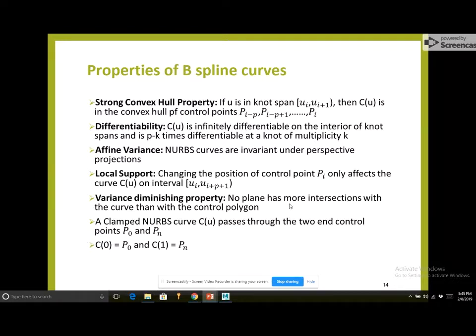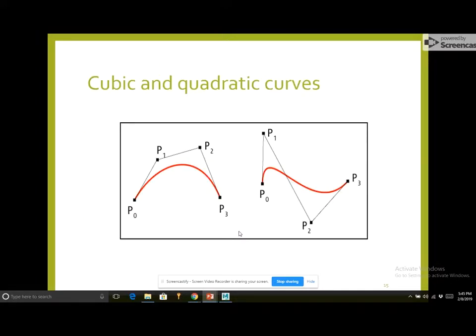And next, the variation diminishing property. What it states is, no plane has more intersections with the curve than with the control polygon. And the NURBS curve passes through the two end control points, P0 and Pn, that is, the first point and the last point. So we are done with the properties.